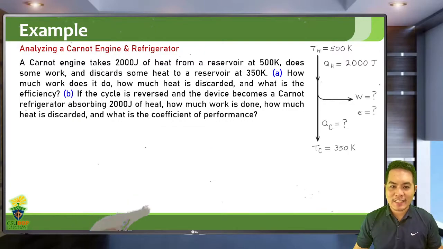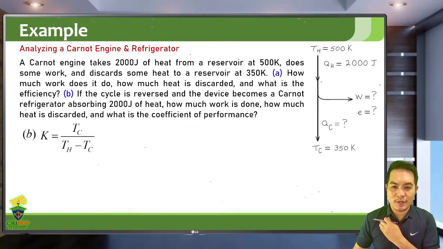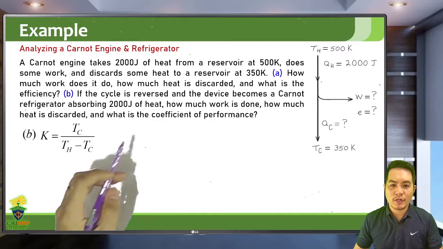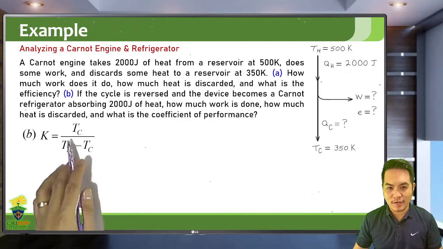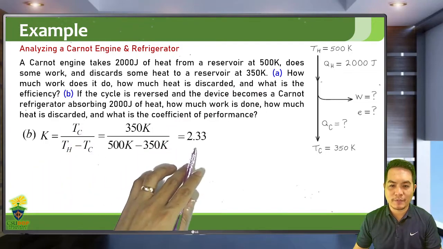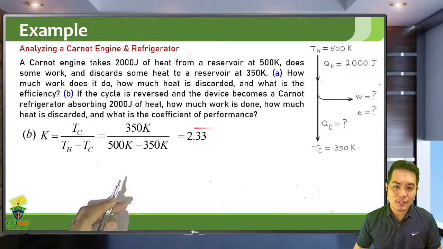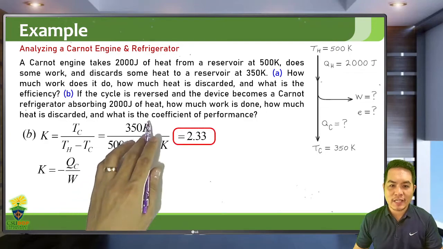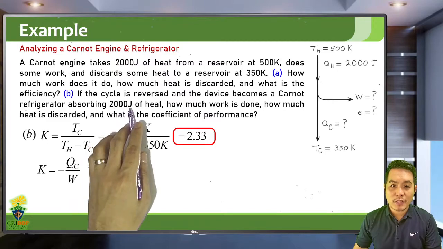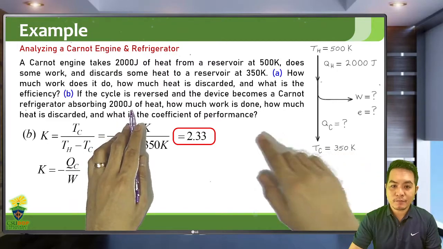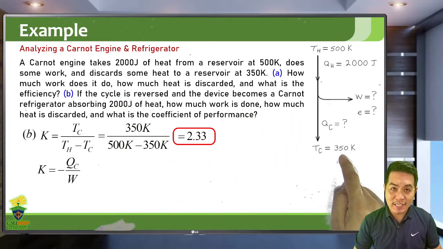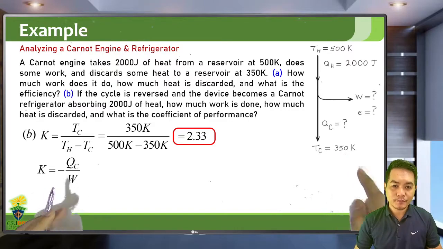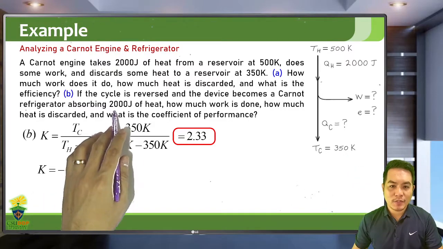Now for letter B, the cycle is reversed. So first, again, we can find the coefficient of performance first, because we know the temperatures of the lower temperature region and the higher temperature region, TC and TH. So using this formula, we can solve for the coefficient of performance. It's 2.33. So using the coefficient of performance and knowing that we absorb 2000 joules of heat, take note, this 2000 joules of heat will now be coming from the 350 Kelvin region, because this is now a Carnot refrigerator. So QC is 2000 joules.